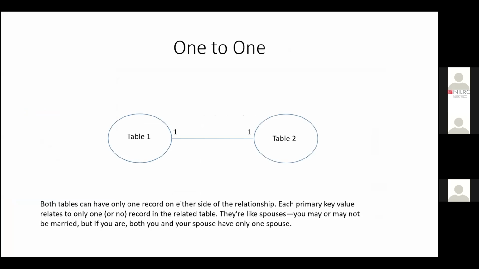There are many different types of relationships you can create between tables. And the first one is one-to-one. So for example, both tables can have only one record on either side of the relationship. Each primary key value relates to one or no record in the related table. They're like spouses. You may or may not be married, but if you are, both you and your spouse have only one spouse. So that's a one-to-one relationship. Would that apply to our tables? Maybe.